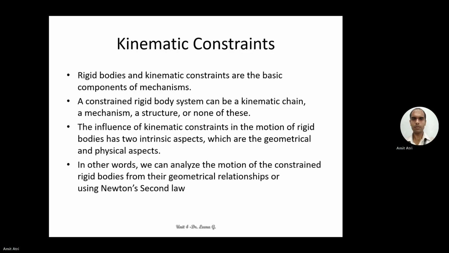Okay, now here, some detailing about kinematic constraints. So rigid bodies and kinematic constraints are basic components of a mechanism. These mechanisms we will be dealing with in our robot system. So a constrained rigid body system can be a kinematic chain, a mechanism, a structure, or none of that. The influence of kinematic constraints on the motion of rigid bodies has two intrinsic aspects. These are the geometrical and physical aspects. Or in other words, we can analyze the motion of the constrained rigid bodies from their geometrical relationship or using Newton's second law.